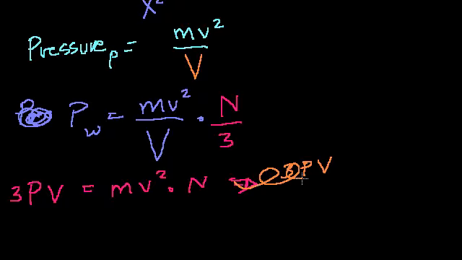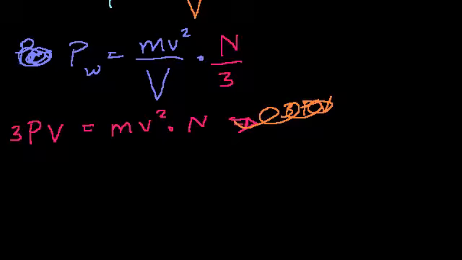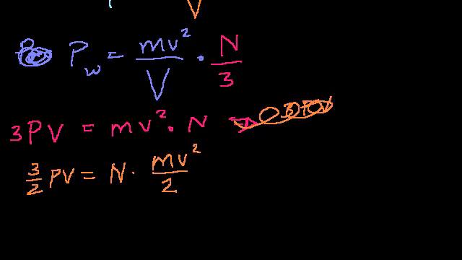Let's divide both sides of this equation by 2. So we get, what do we get? We get 3 halves pV is equal to, now this is interesting, it's equal to n, the number of particles we have, times mv squared over 2. Remember, I just divided this equation right here by 2 to get this. And I did this for a very particular reason.